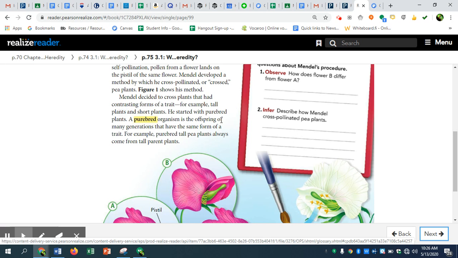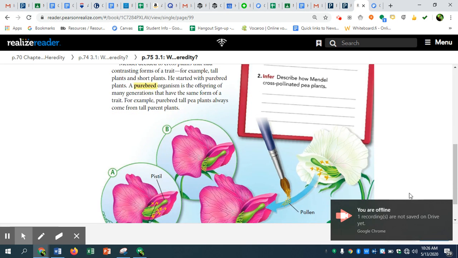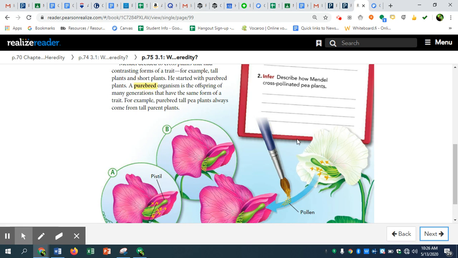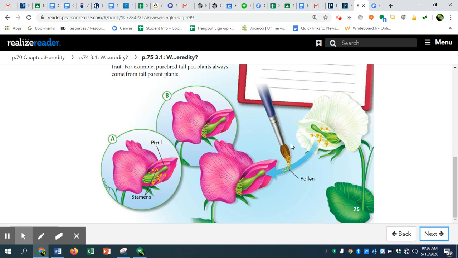So let's take a look at, well, this is figure one. We don't have to do this figure one, but what Mendel did was he tested for different traits. He wanted to see if I crossed this tall pea plant with this short pea plant, what would happen? So he literally did his own cross pollination.